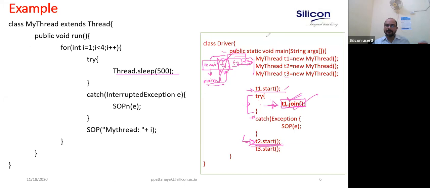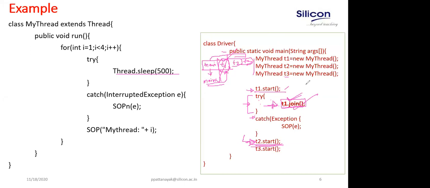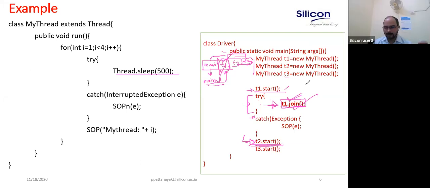Is it clear? Yes. Sir, in this situation, in T1.join, what situation will occur when an exception will come? Yes, this is a checked exception. You have to check it. Which situation will the checked exception scenario come in? That is your question, right?